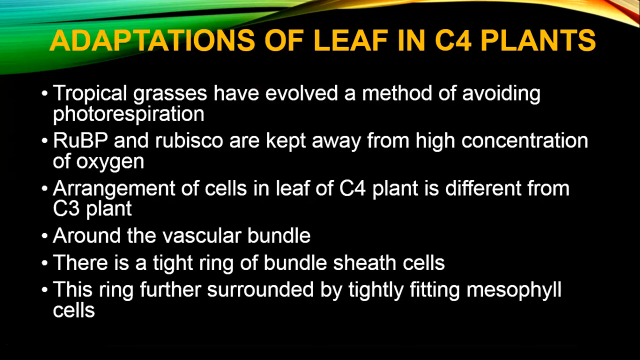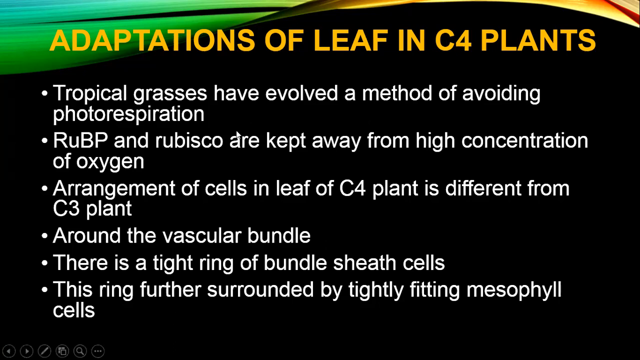Now we come to this, that what are the adaptations of leaf in C4 plants. Now tropical grasses, as I said earlier, because we said that the process of photorespiration occurs more rapidly under two conditions: high light intensity and obviously high temperature, and both these conditions are found in the tropical parts of the world. So the tropical grasses have evolved the method of avoiding photorespiration.